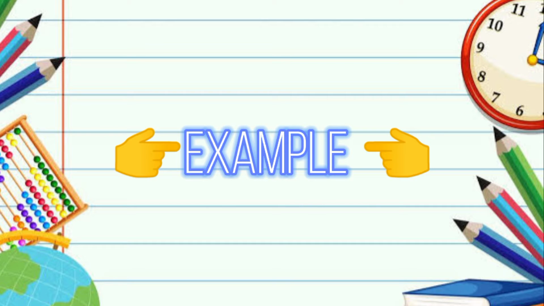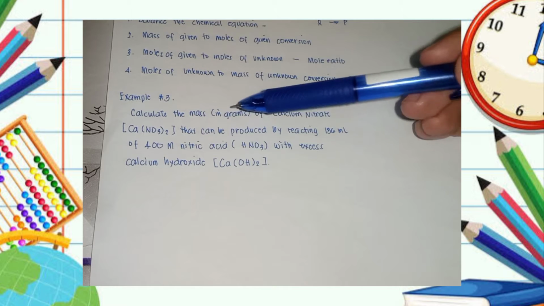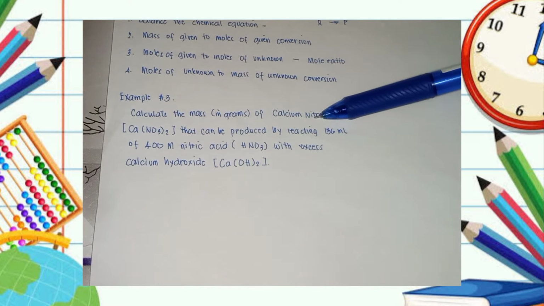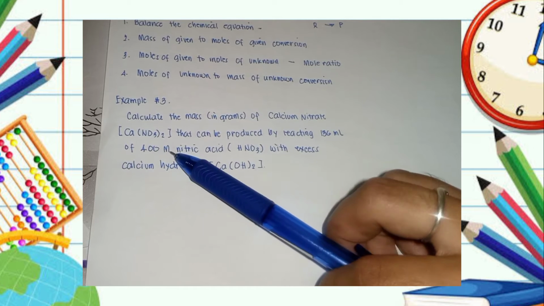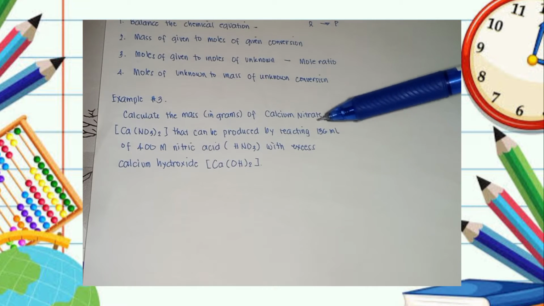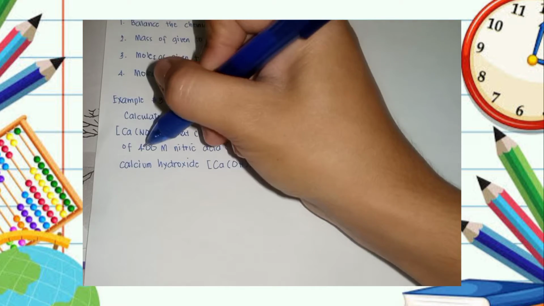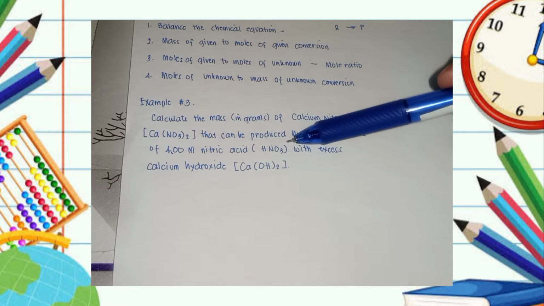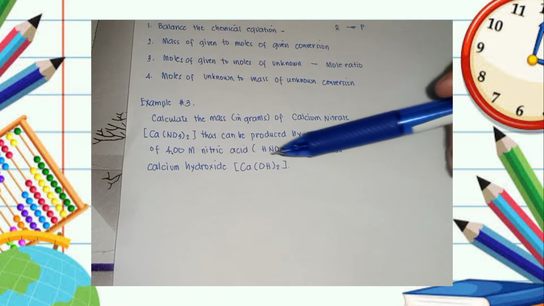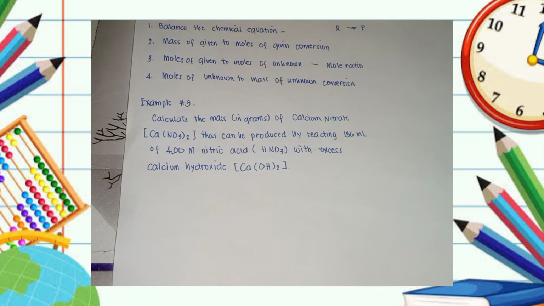In order to understand it better, let's have an example. Calculate the mass in grams of calcium nitrate, which has a chemical formula of Ca(NO3)2, that can be produced by reacting 136 mL of 4.0 molar nitric acid, HNO3, with excess calcium hydroxide, Ca(OH)2.